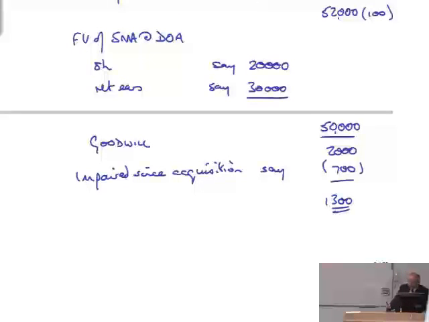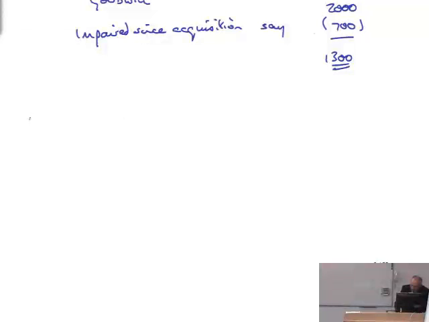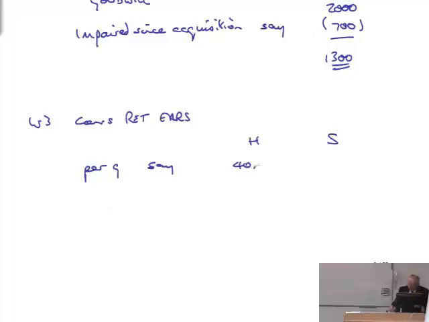Since acquisition, 700, and retained earnings we know is working 3. So the consolidated retained earnings figure now also must change. Holding company, subsidiary, as normal, per the question. I'll put some make-believe figures in. Say 40,000 for the parent, 32,000 for the subsidiary.